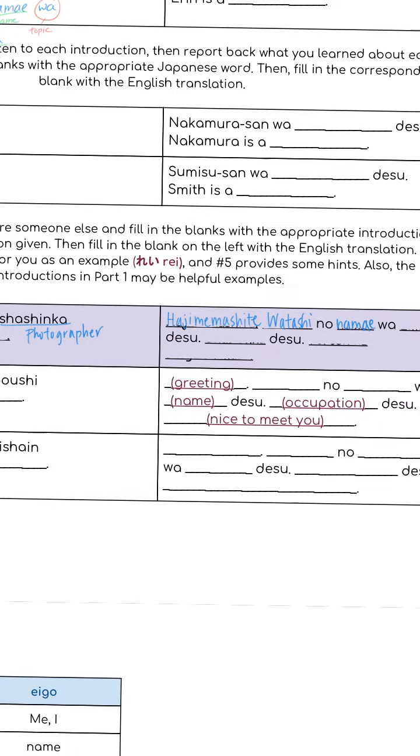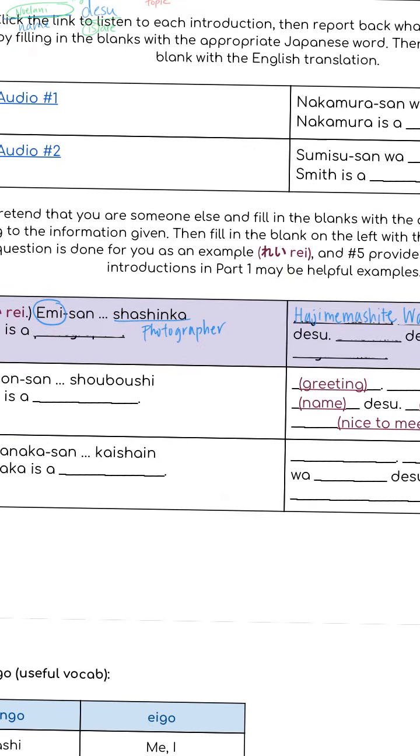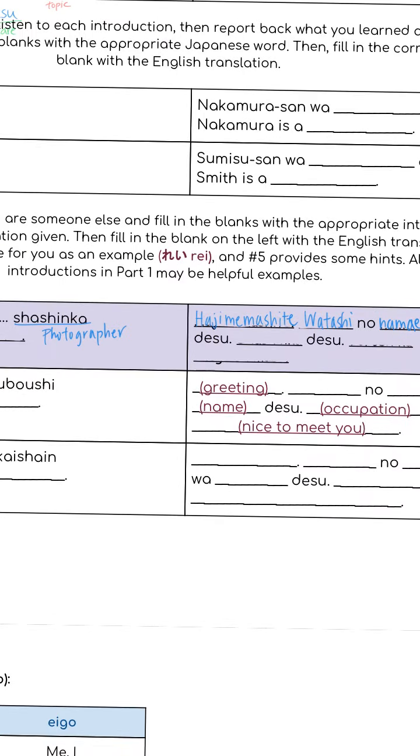And then in this case, what is the person's name? Emi-san. So her name is Emi. And remember, we're pretending that we're her. So we're not going to say Watashi no namae wa Emi-san desu. We're going to say Watashi no namae wa Emi desu. We're not going to say Emi-san. So, watashi no namae wa Emi desu. Blank desu. So she wants to introduce that she is a photographer. Or in Nihongo de, that is shashinka.